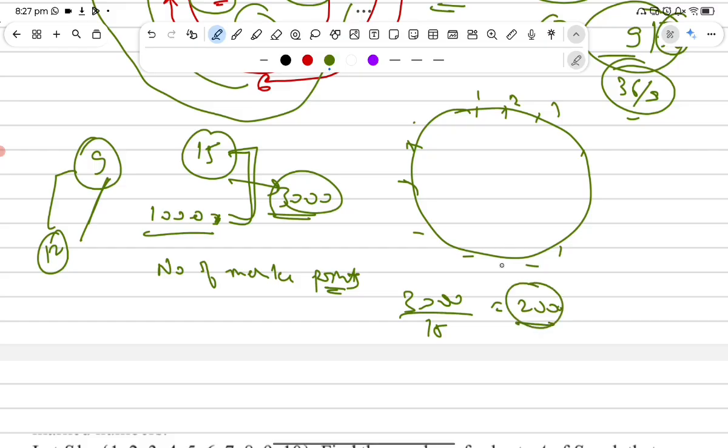And the moment you stop, you'll mark that point, right? So the number of marked points would be 200. Total number of points is 1000. Number of marked points is 200. Number of unmarked would be 800. That is the answer.